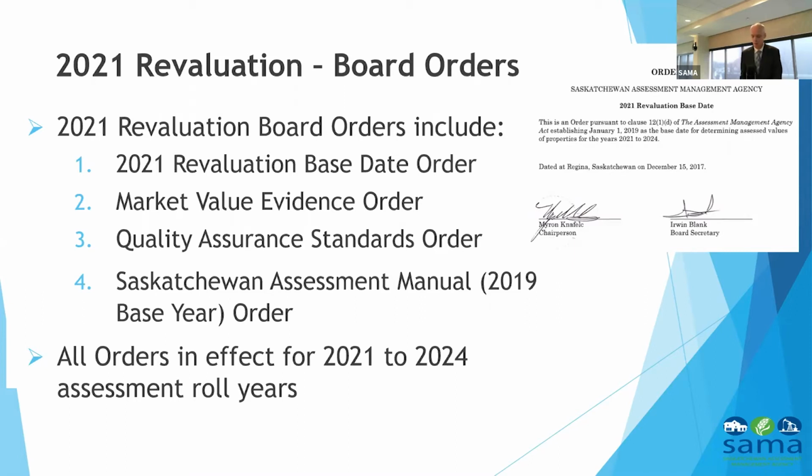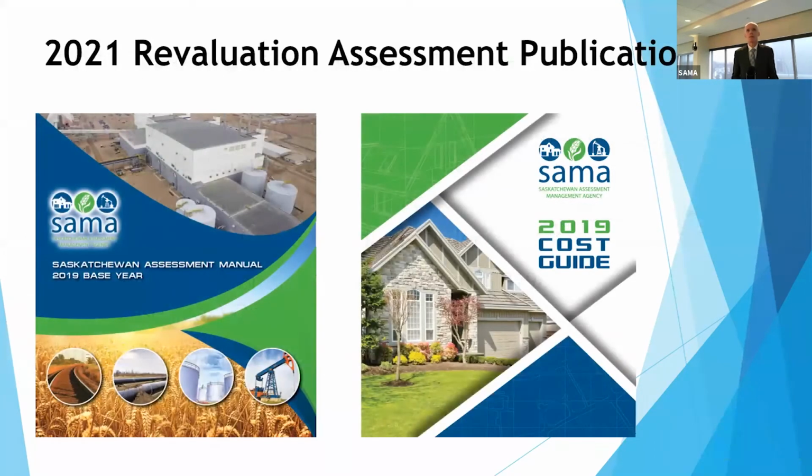The last order gives authority to the provincial assessment manual. So we have a 2019 manual, and we need an order to give it force of law. It's approved by our board of directors, and then it's approved by the Minister of Government Relations. So these 4 orders are in place for the cycle 2021 to 2024, and they'll be updated again for the next revaluation.